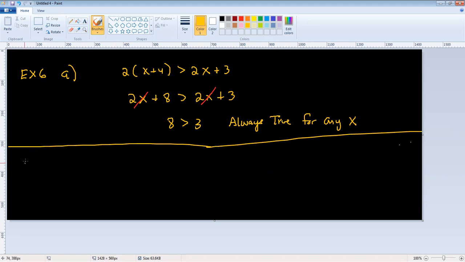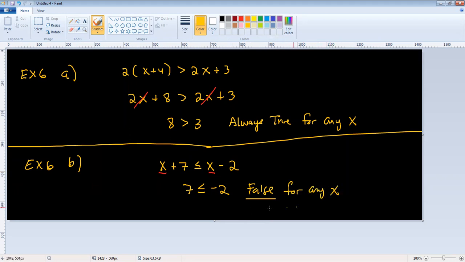What about this? Here's another example. This is part B. What if I have x plus 7 less than or equal to x minus 2? If you have an x over here and an x over here, those are going to go away. So you just get 7 is less than or equal to -2. You have to ask yourself, is this true or is this false? This is going to be false for any x. Any x value I plug in here, this is always a false statement.